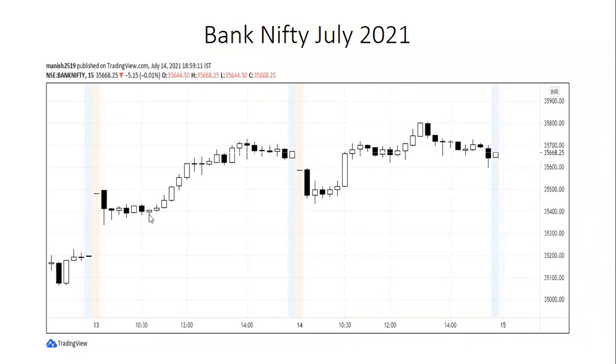Smaller the baby candles, more tight is the consolidation, and bigger can be the move after that. So after tight consolidation, you can see we got a nice up move. Same thing you can note down next day: a big fall in the first 15 minutes, then very tight consolidation for the next 4 candles. And look at this breakout, very strong, convincing breakout.